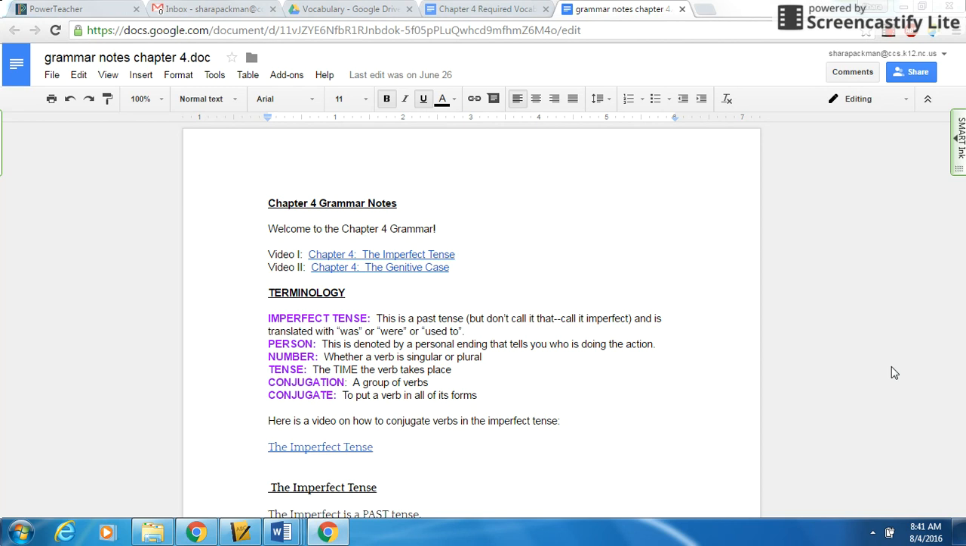So first of all, you have the imperfect tense and the genitive case in this chapter. You are going to be asked to form imperfect verbs, and you're going to be asked to form genitive nouns. So here we go.